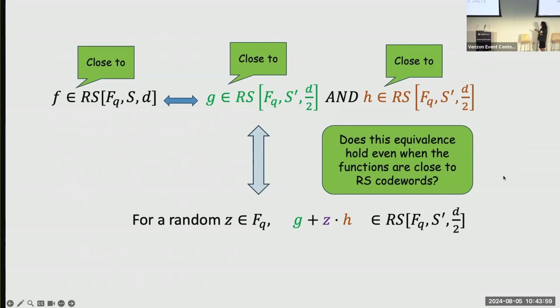I'll take a random z, and suppose g plus z h is close to a Reed-Solomon code for many z's, and I'll quantify explicitly what I mean. So suppose for a random z, with high probability over the choice of z, g plus z h is close to a Reed-Solomon code. Can you deduce from that g and h themselves are close to Reed-Solomon codes? This is a priori not clear that it needs to be the case.